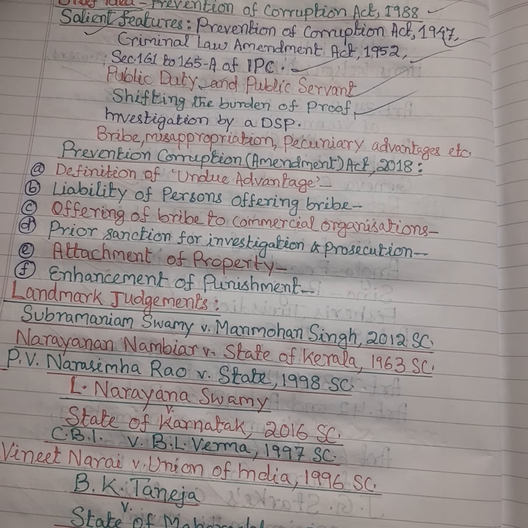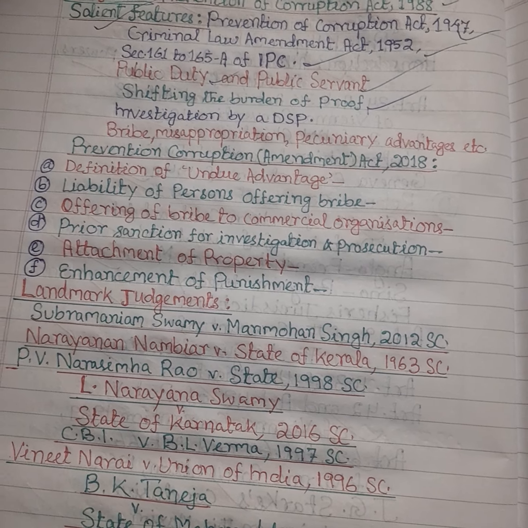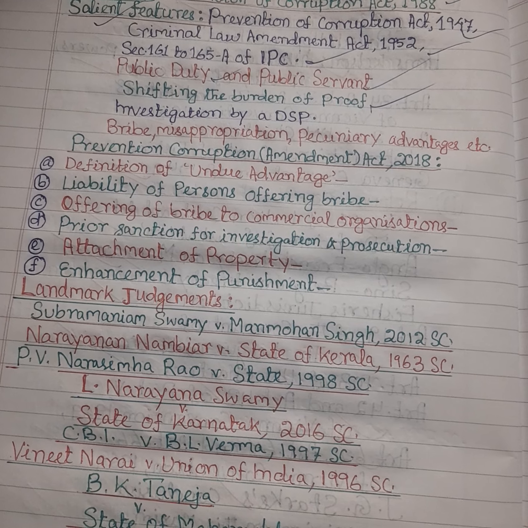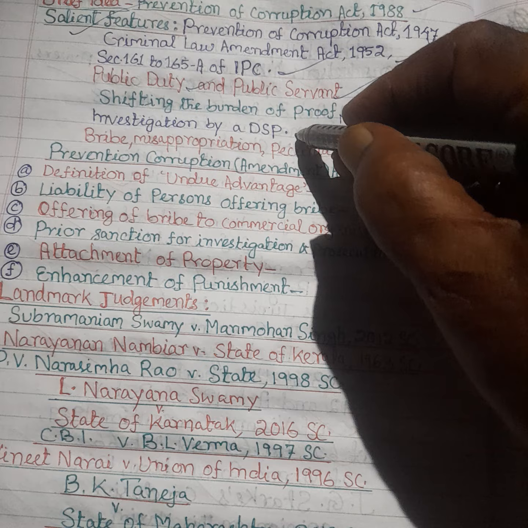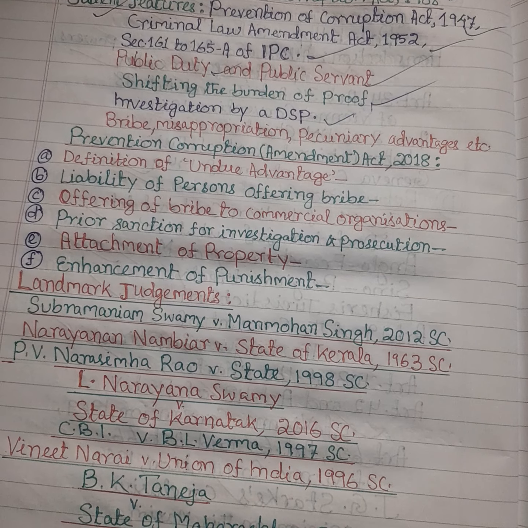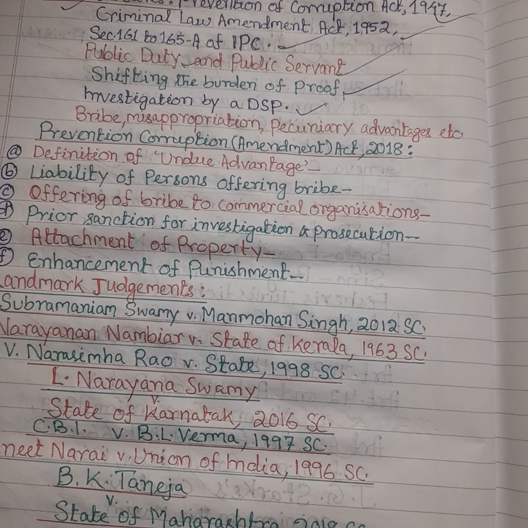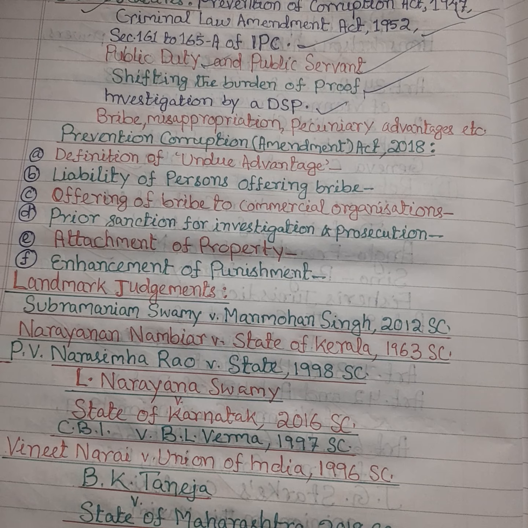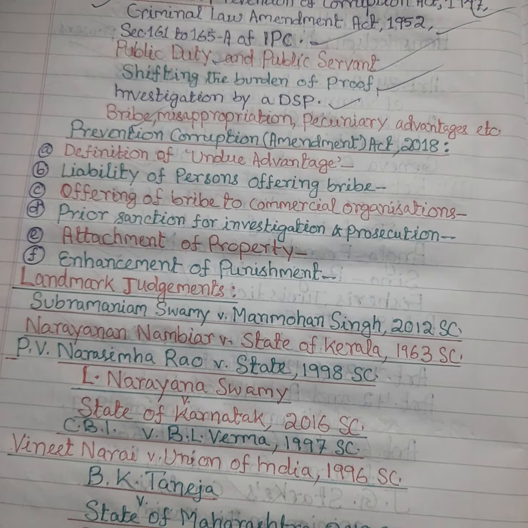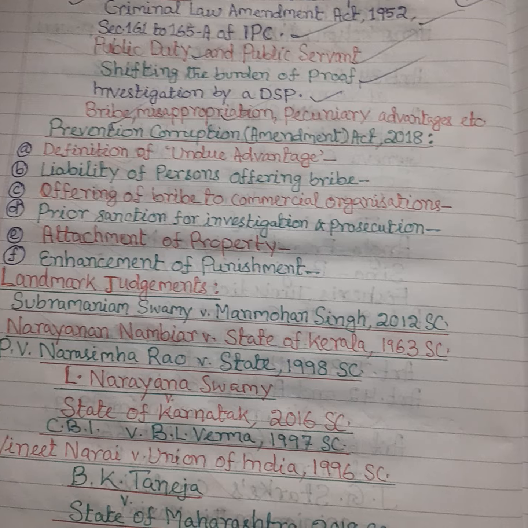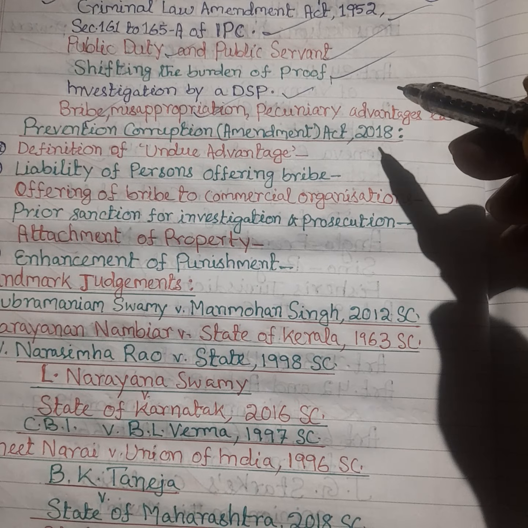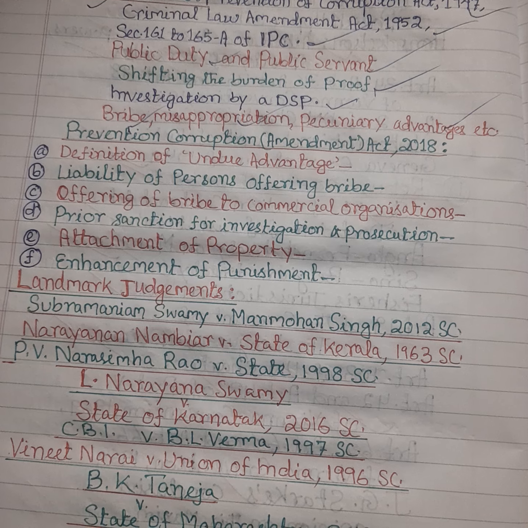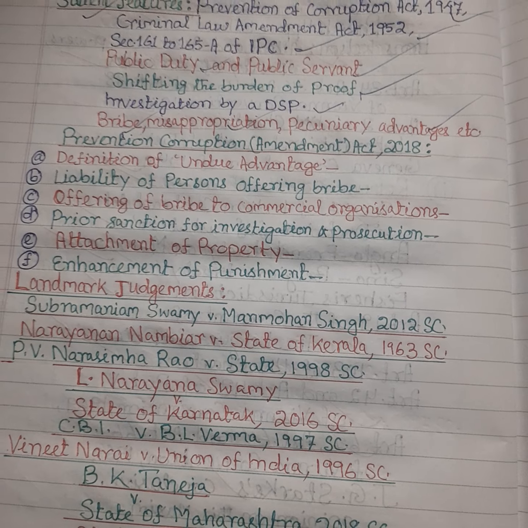The provisions of this Act clearly state that the investigation is to be made by an officer not below the rank of deputy superintendent of police. So the Act covers corrupt acts such as bribe, misappropriation, obtaining any pecuniary advantages, possessing of assets disproportionate to income and the like.